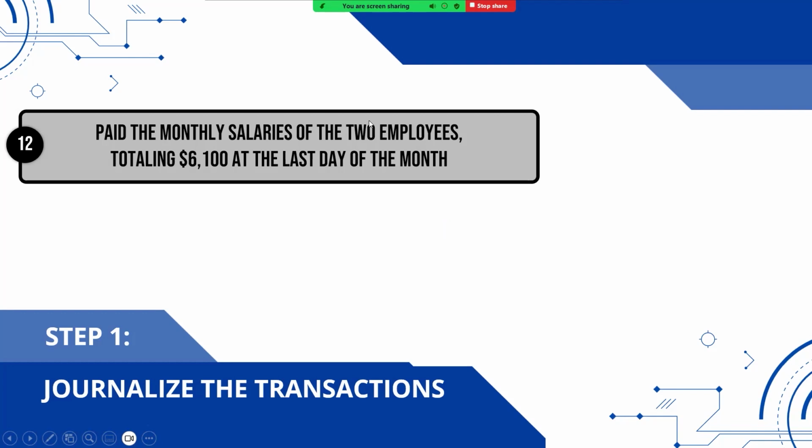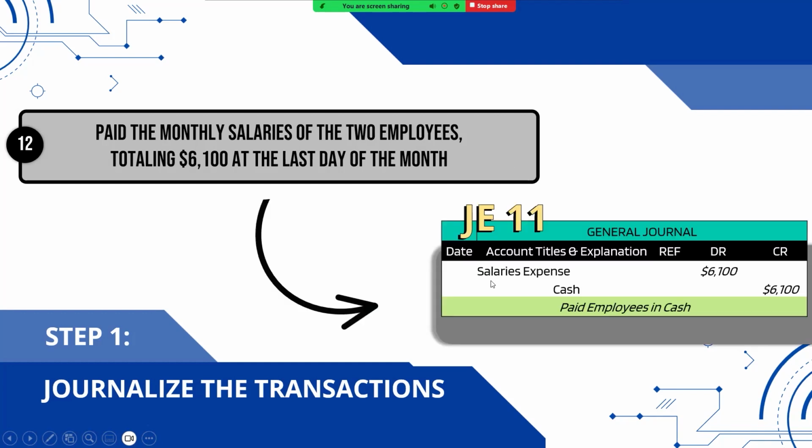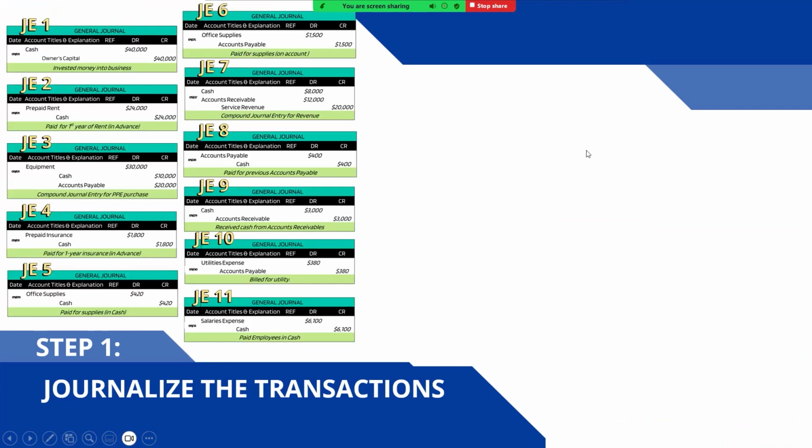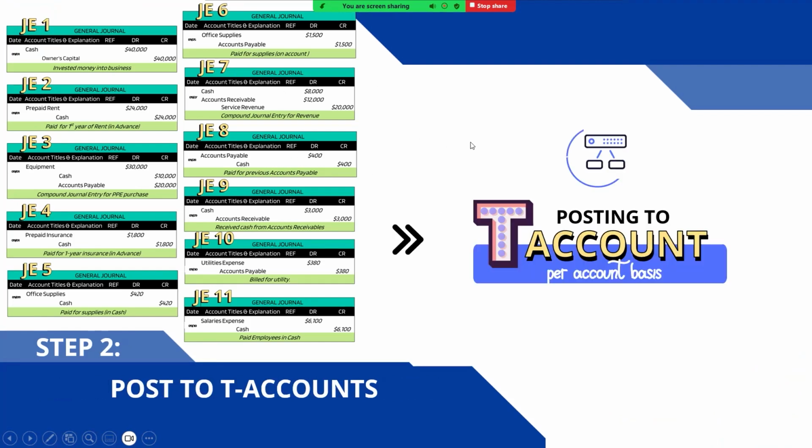And finally, this is where the Pura and the other employee will come into play. So now we actually will pay them. So that would be salaries expense for the month of 6,100, and we paid them 6,100 in cash. By doing it properly, you will arrive with 11 journal entries. And the next step would be to post this to the different accounts.